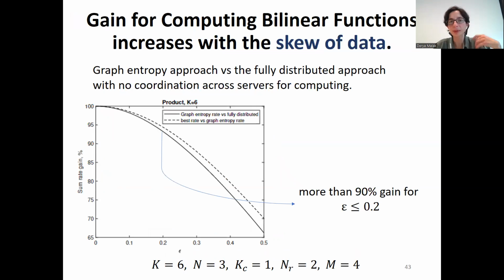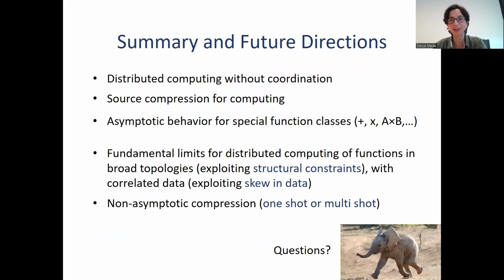And also for the bilinear functions, because we are computing products, as the skew of the variable increases, the gains become higher and epsilon is very small. And it's possible to achieve significant gains larger than 90% for this specific example. I just want to leave this conclusion slide, and I'm happy to take any questions you might have.